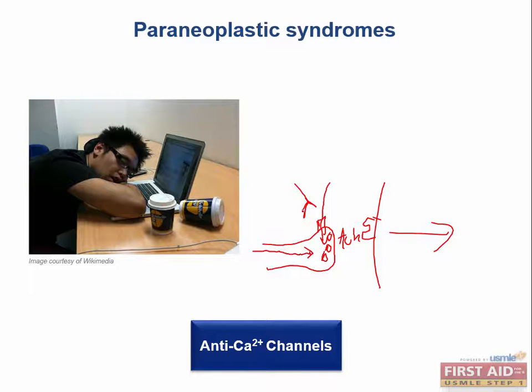What's that disease? Speaking of antibodies and neuromuscular junction, what's the disease where there's an antibody against the acetylcholine receptor and you have weakness? That is myasthenia gravis. Just while we're on the same topic, might as well bring it up.